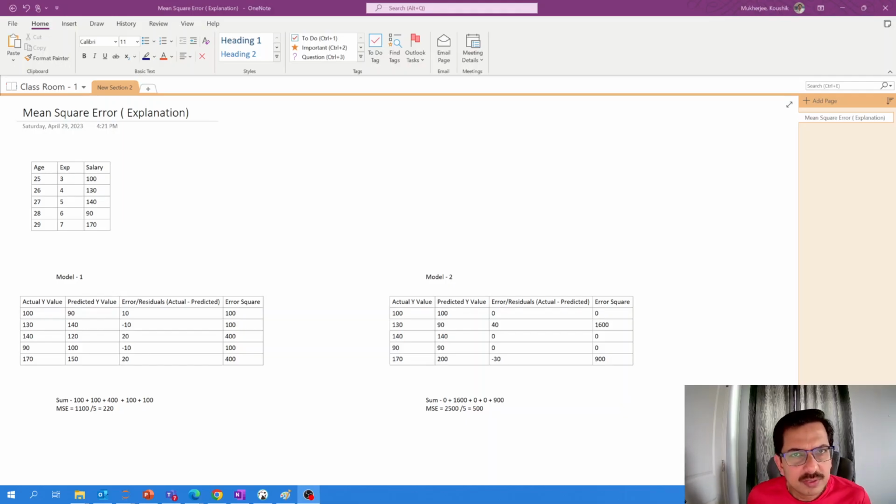Hello everyone. Today we'll continue with linear regression, but we'll mainly focus on the error metric, which is the mean square error. In this session, we'll try to explain the mean square error in detail.